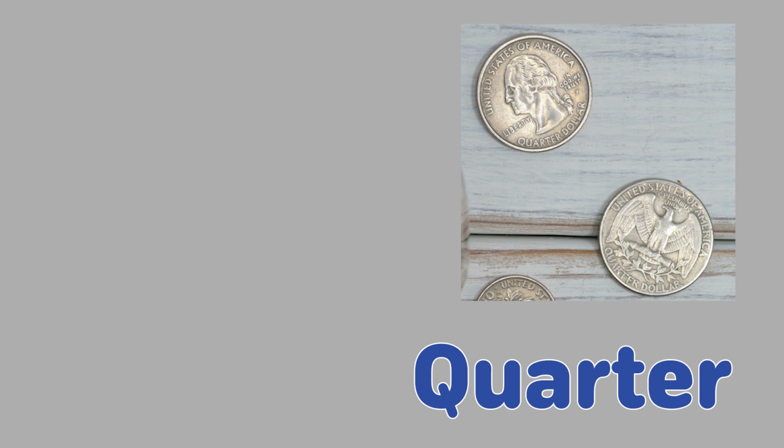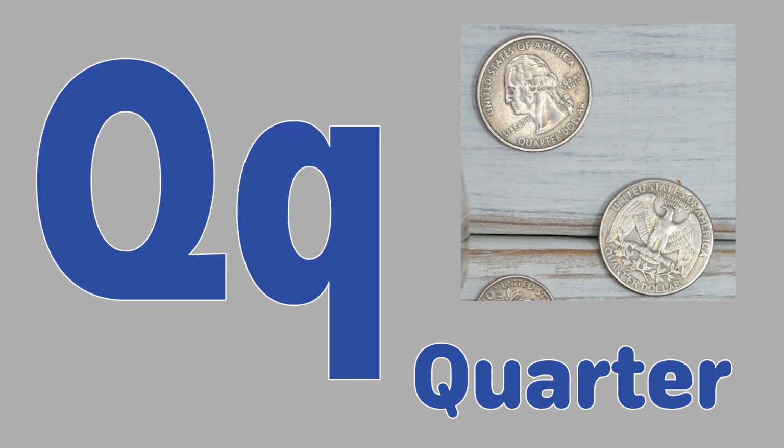This is a US currency coin. Can you tell which one this coin is? Four of these equals $1. This coin is a quarter. And the word quarter begins with the letter Q.